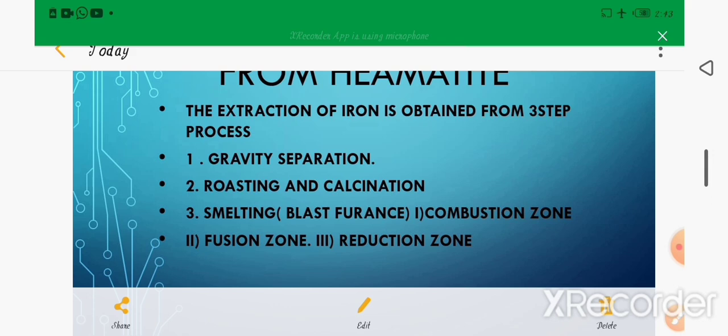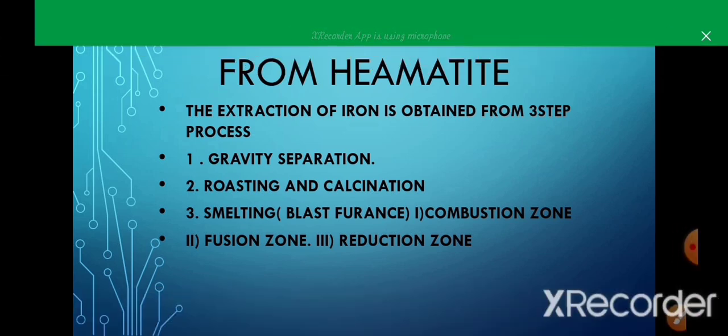The extraction of iron is obtained by a three-step process. First, it will be concentrated by gravity separation. Second step is roasting and calcination. And third step is the smelting process. In this process, a blast furnace will be used. There is one combustion zone, another is fusion zone, and third is reduction zone.